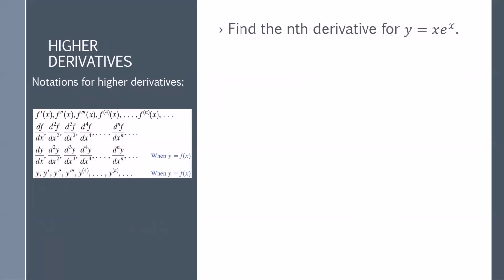If we can compute first and second derivatives, there's no reason why we can't compute third, fourth, fifth, nth derivatives. In terms of notation, we talk about f prime, f double prime, f triple prime, etc. Or df dx, d2f dx squared, d3f dx cubed, etc. Some notation is in the left margin.